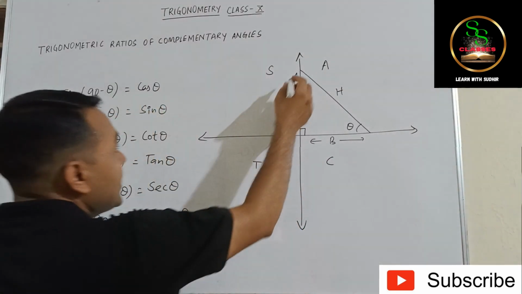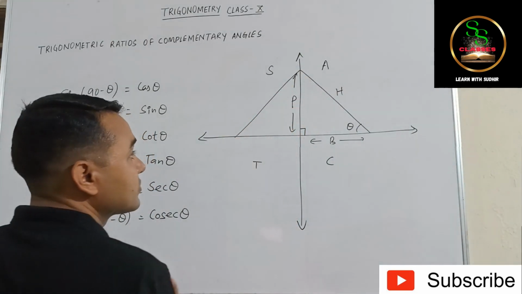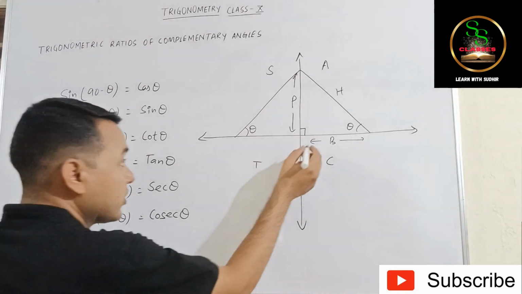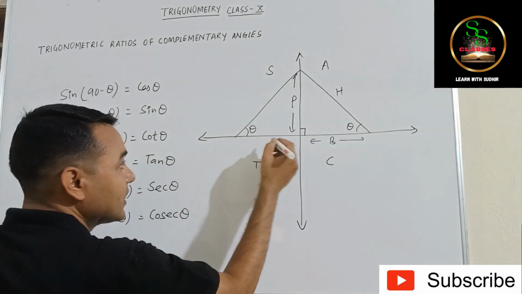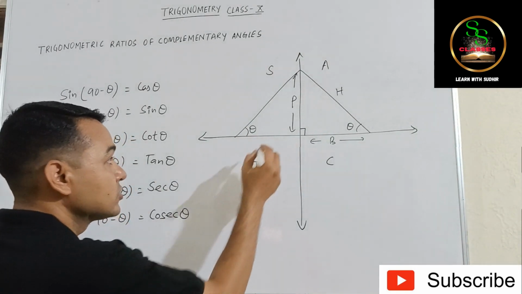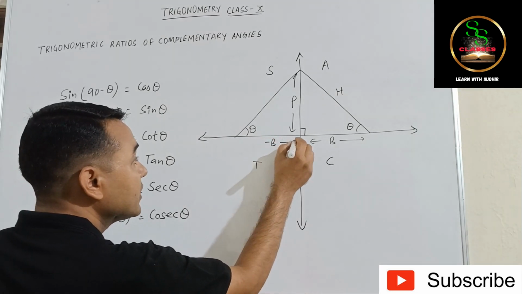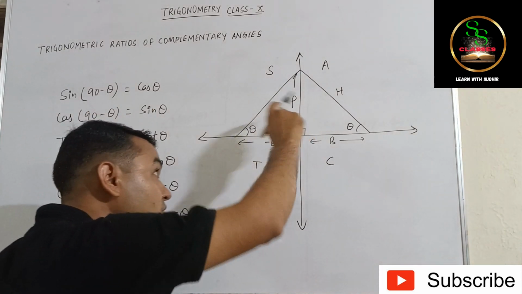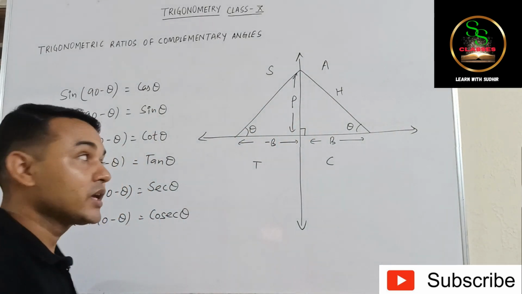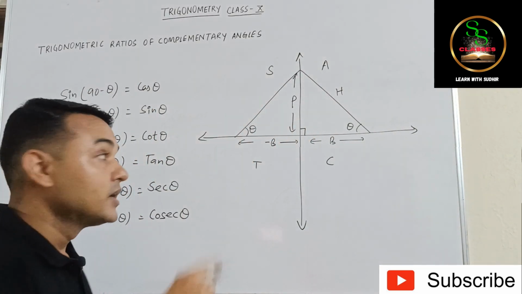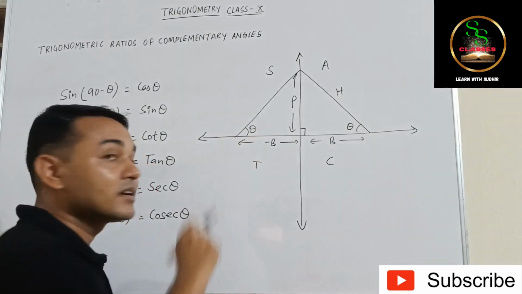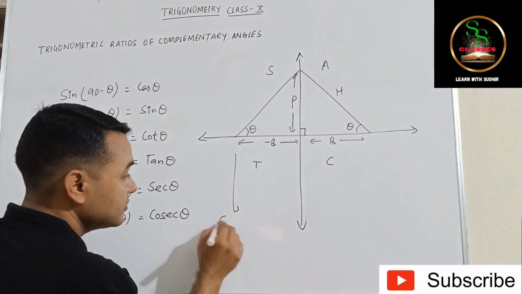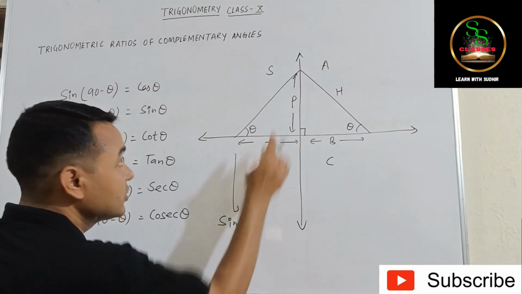Okay. Same triangle we form here. Let's suppose this is angle theta. Now we move in the negative x-axis. So this value will be negative b. This base will become negative, but still perpendicular is positive. Now here if we are going to find the trigonometric ratio for this angle theta, then what will happen? Now you see sin theta.